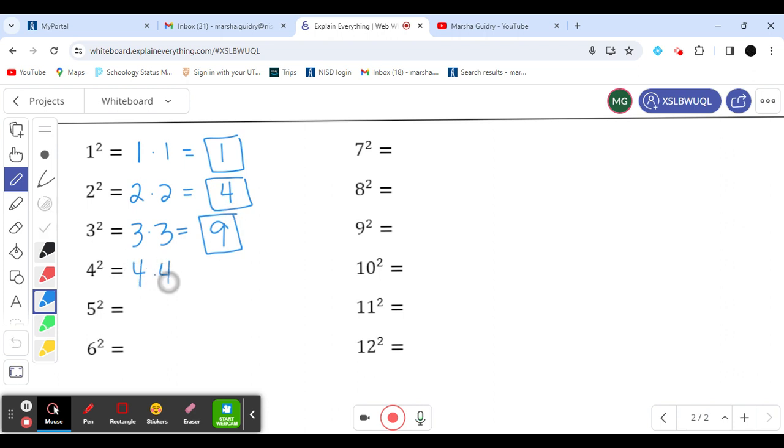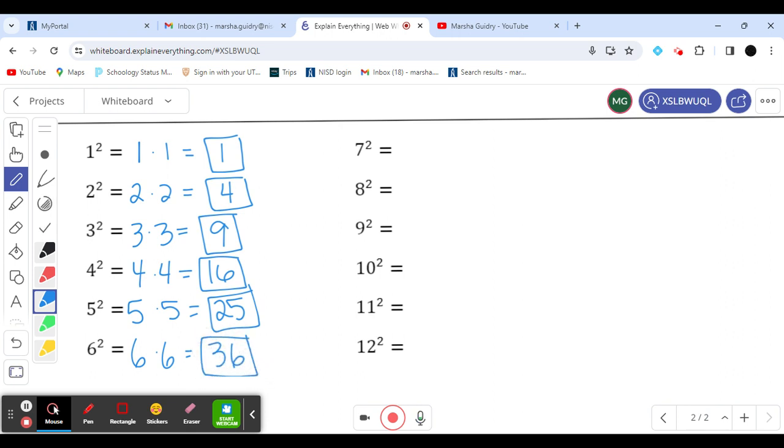4 times 4, that gives us 16. 16 is a perfect square. 5 squared is just 5 times 5. That gives us 25. 25 is a perfect square. 6 squared is 6 times 6. That gives us 36. So 36 is a perfect square.